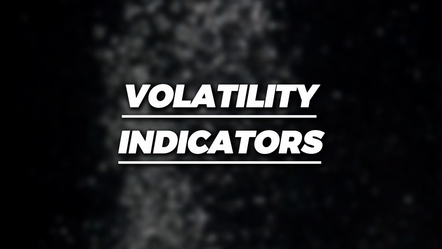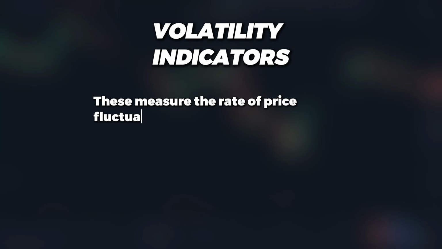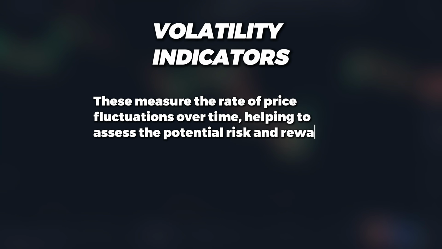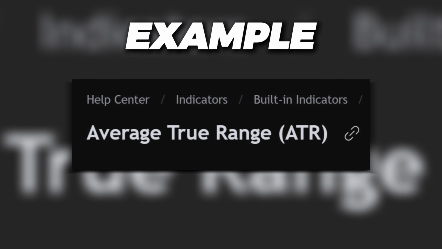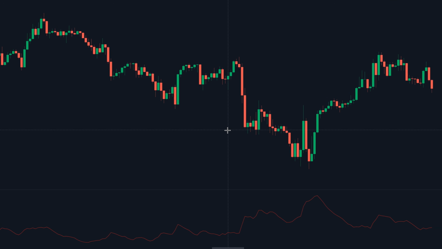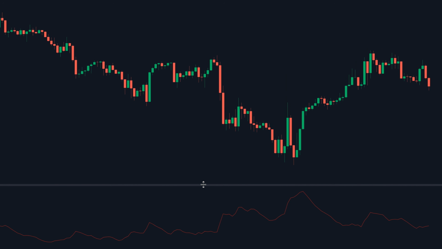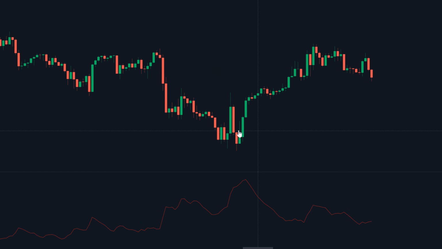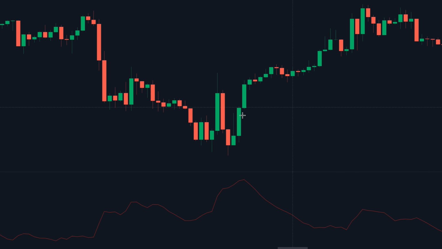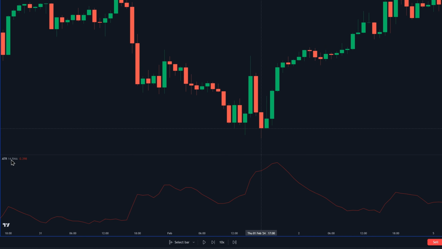Next, we have volatility indicators. These measure the rate of price fluctuations over time, helping to assess the potential risk and reward of a security. Example, the average true range, or ATR for short. This indicator measures the market volatility by looking at the average range between high and low prices over a set period. If you have a trading strategy and you want to take a long position, then you just hover over your entry candle, look at the ATR value. Higher numbers indicate high volatility, which tells you that your stop loss should be wider than normal. And then lower numbers indicate low volatility, which means you can have tighter stop losses.